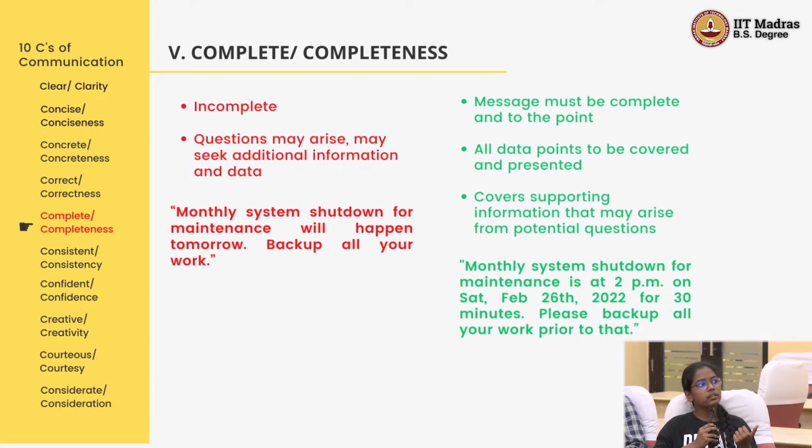For example, if I say: monthly system shutdown for maintenance will happen tomorrow, back up all your work, you don't know at what time it is happening, and the questions that might arise are at what time, when, and how long is it going to happen. Instead, we can say: monthly system shutdown for maintenance is at 2 p.m. on Saturday, Feb 26, 2022 for 30 minutes. Please back up all your work prior to that.